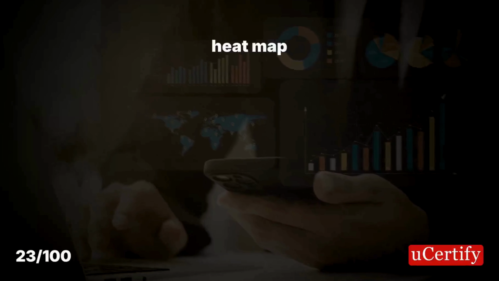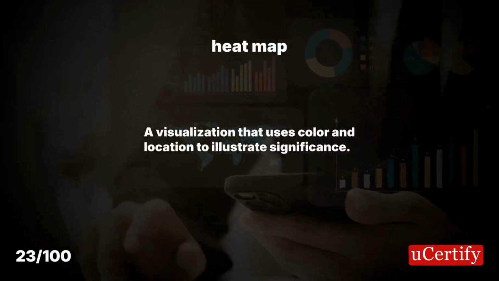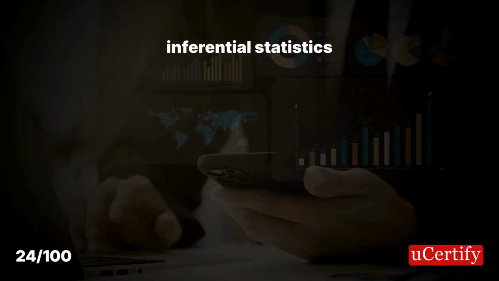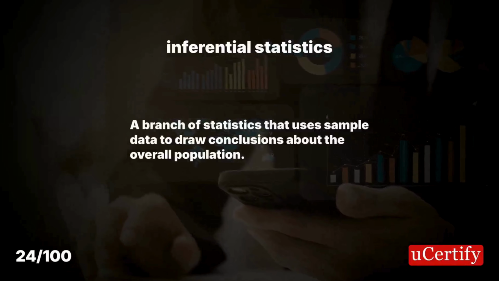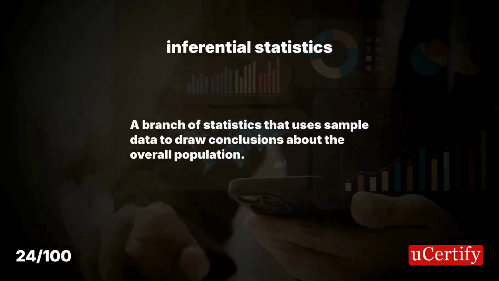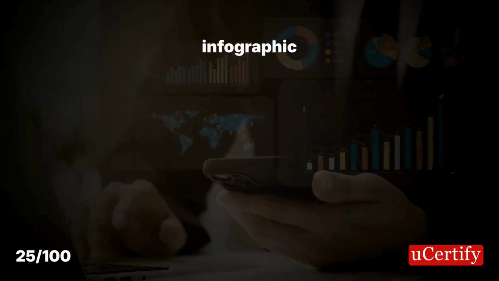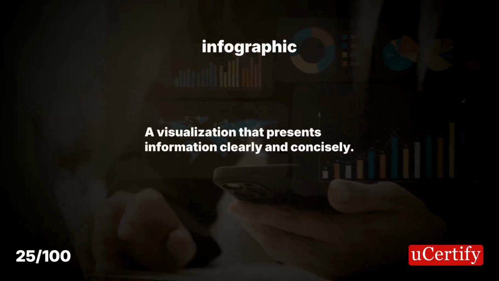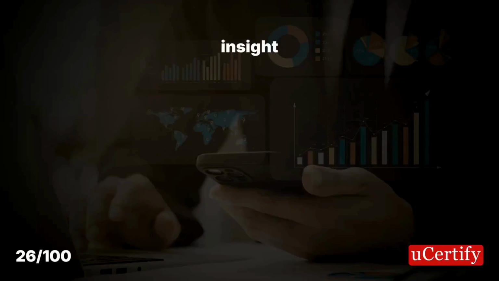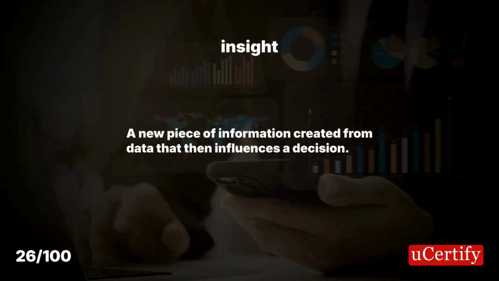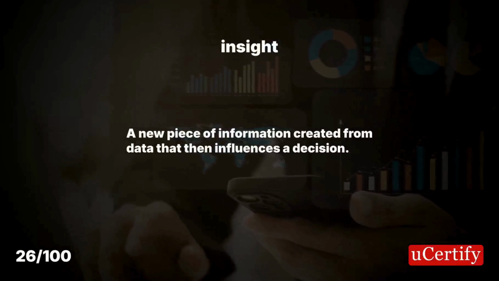Term: heat map. Definition: a visualization that uses color and location to illustrate significance. Term: inferential statistics. Definition: a branch of statistics that uses sample data to draw conclusions about the overall population. Term: infographic. Definition: a visualization that presents information clearly and concisely. Term: insight. A new piece of information created from data that then influences a decision.